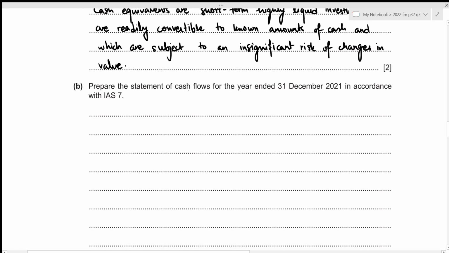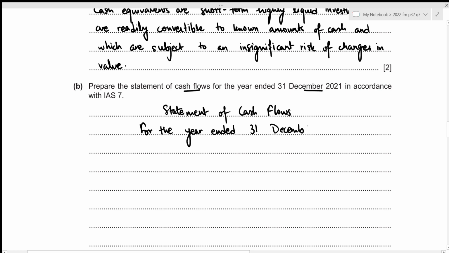We need to prepare the statement of cash flows for the year ended 31st December 2021 in accordance with IAS 7. Alright, so this is the statement of cash flows for the year ended 31st December 2021. And remember that the statement of cash flows consists of three different sections. So the very first one will be that of operating activities, the second one will be investing activities, and the last one will be financing activities.